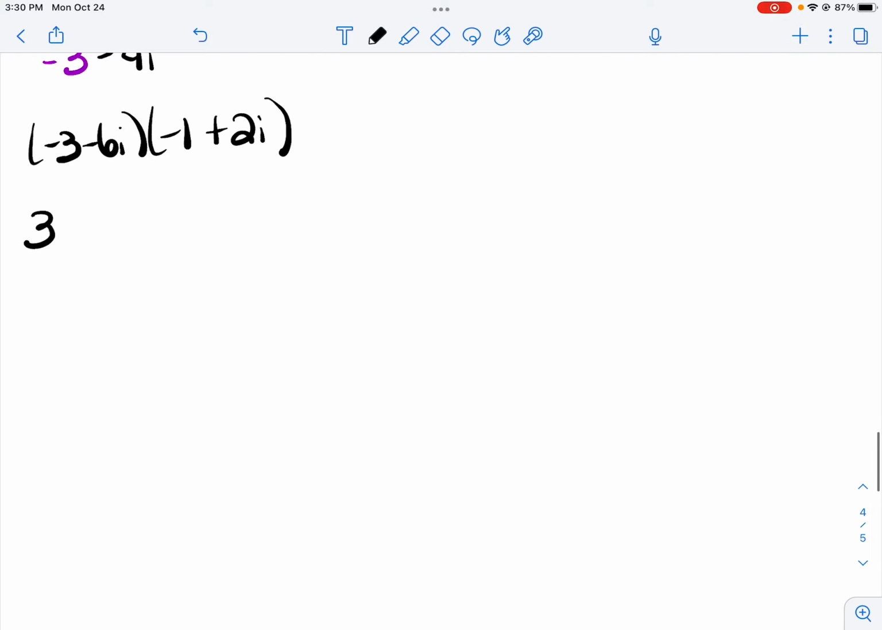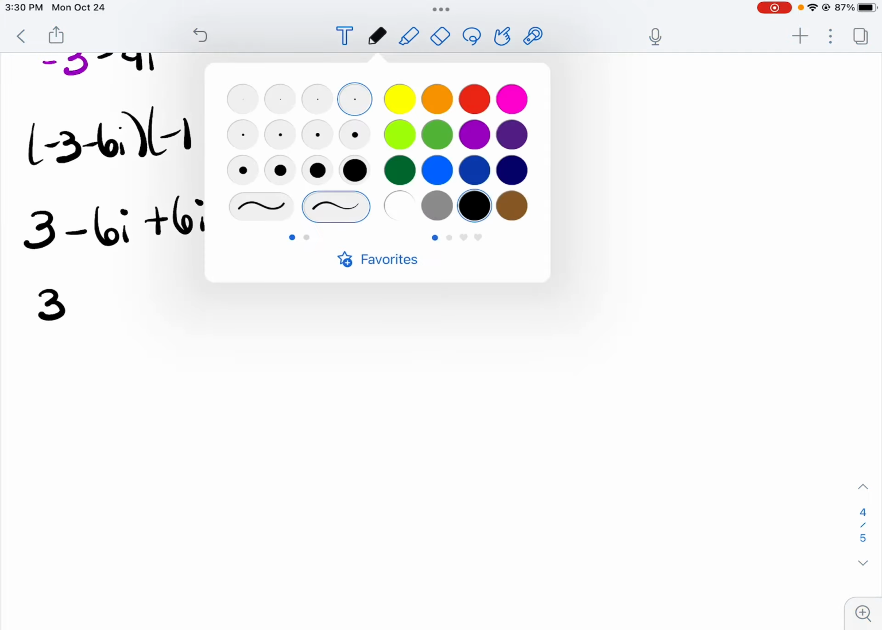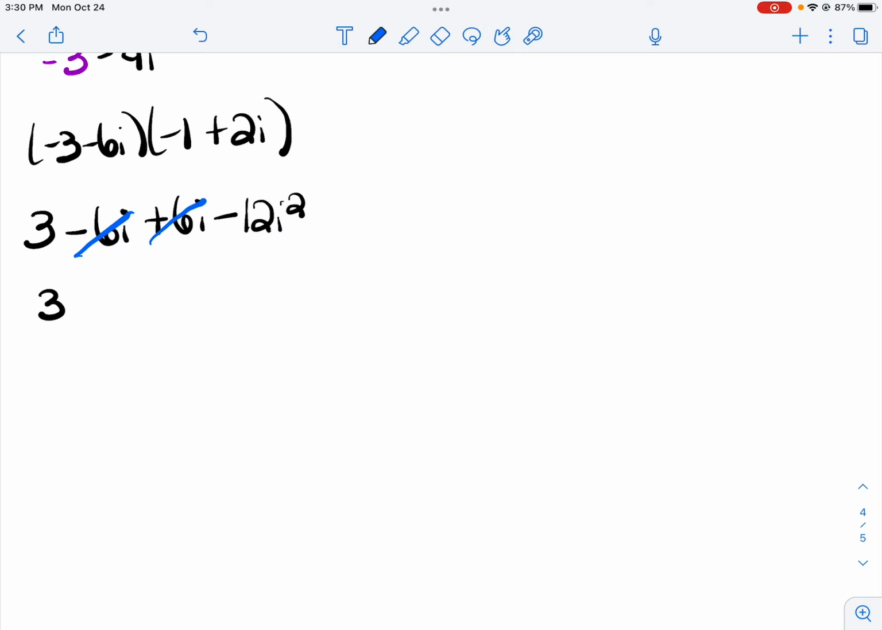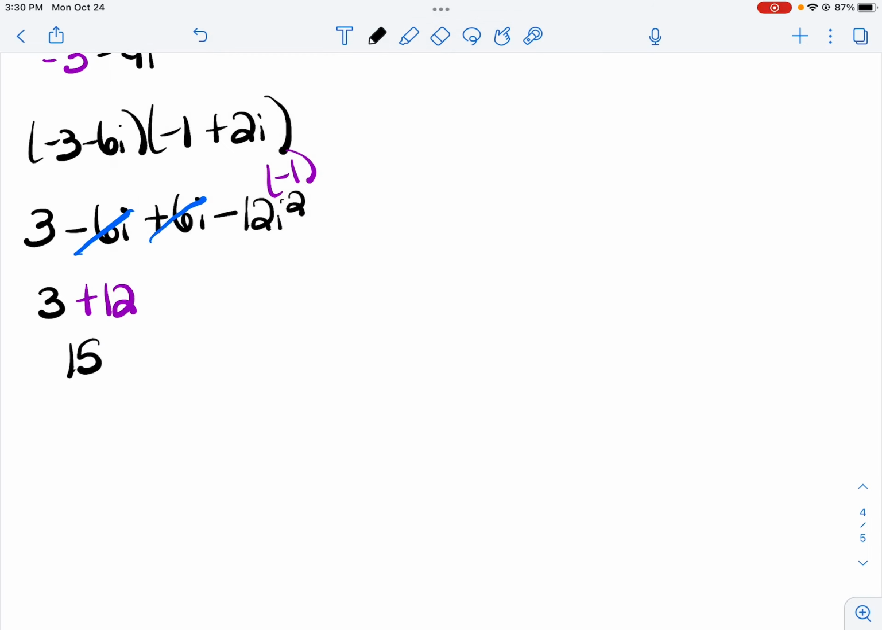Negative 1 times negative 3 is 3. That's our first term. The outer would be a negative 6i. The inner is a positive 6i, and the last is negative 12i squared. Bring down the 3. Our 6i's cancel out here because one's positive and one's negative. i squared is negative 1. Negative 12 times negative 1 is a positive 12, and 3 plus 12 is 15.